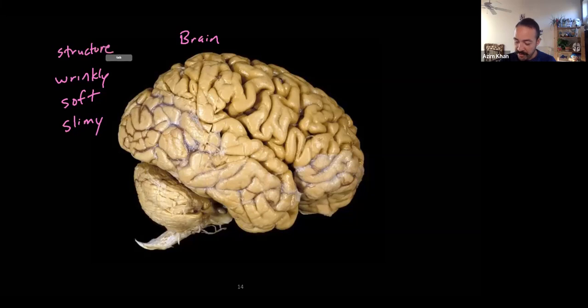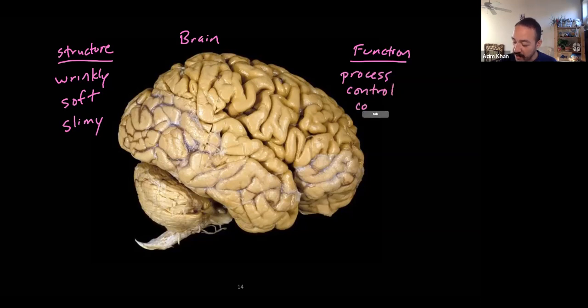So let me write down here, its structure on one side, its function is to process, to control, to communicate. We can come up with more words of things that the brain can do, but this list will do for now. So how does the brain being wrinkly, soft, and slimy relate to it being able to process, control, communicate?